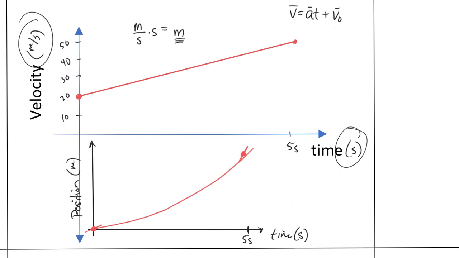For a velocity versus time graph, the slope is the acceleration. For a velocity versus time graph, the area is the displacement. And for a position versus time graph, the slope is the velocity.